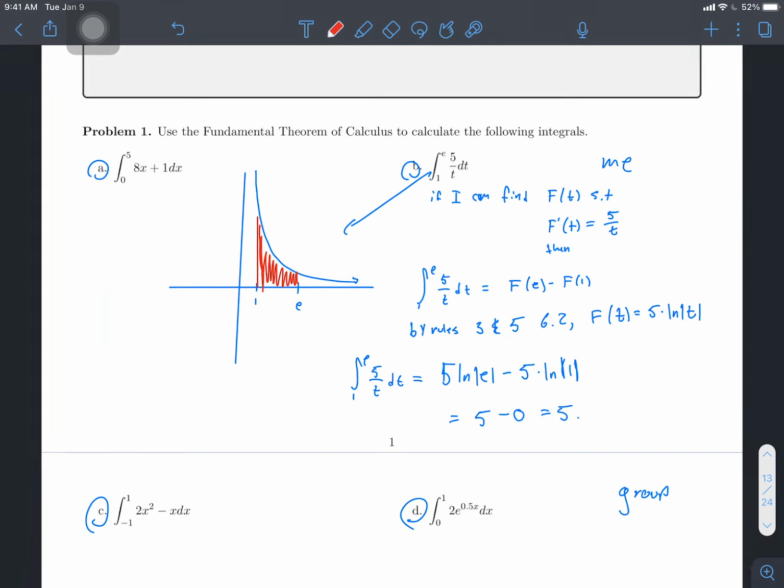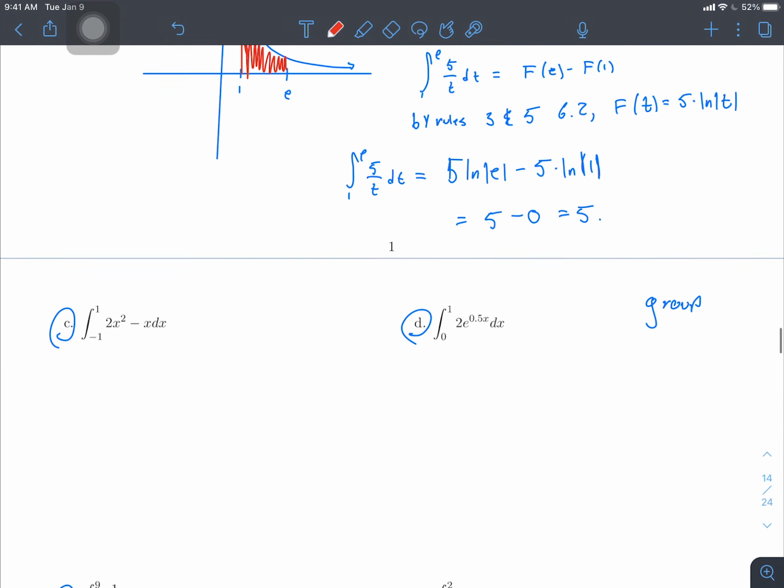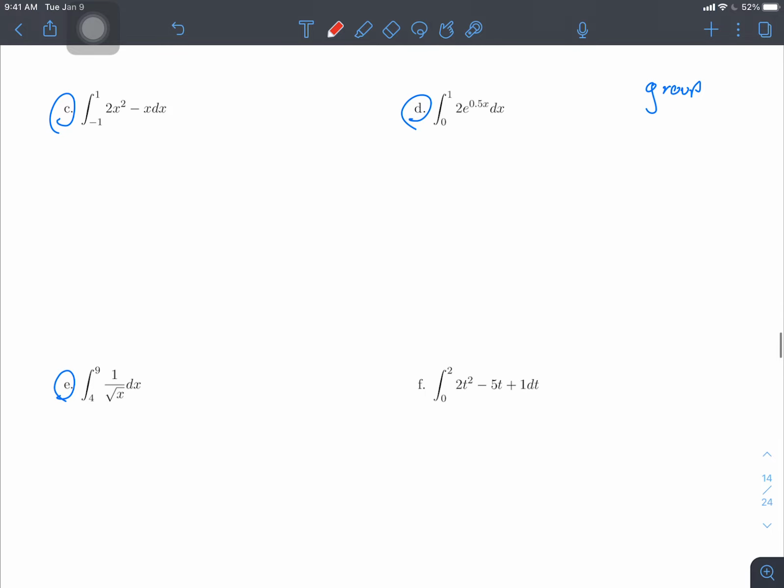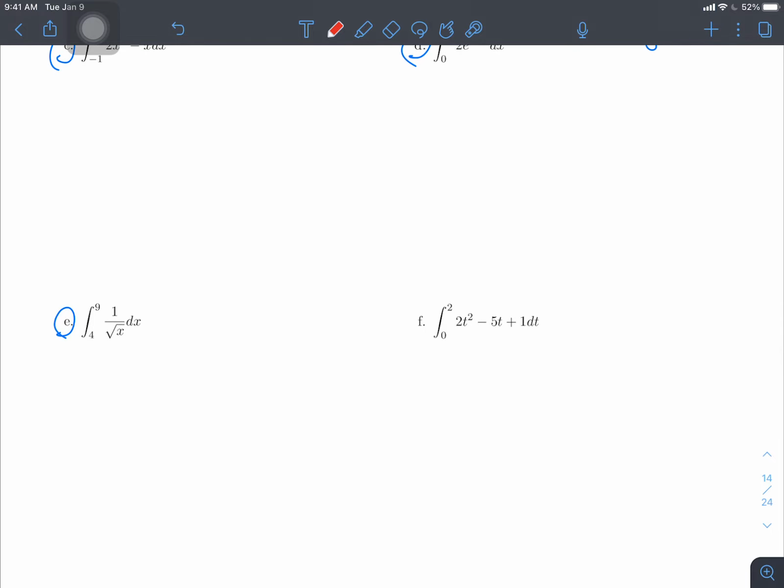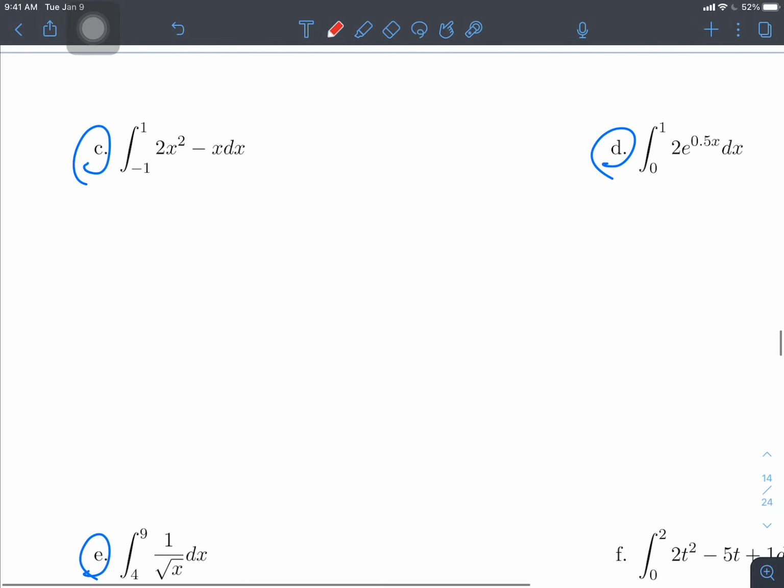Okay, but I'm done trying to convince you why this is cool. Let me show you a couple more examples. We're not going to break into groups because we're low on time. But let me show you a couple more examples real quick.